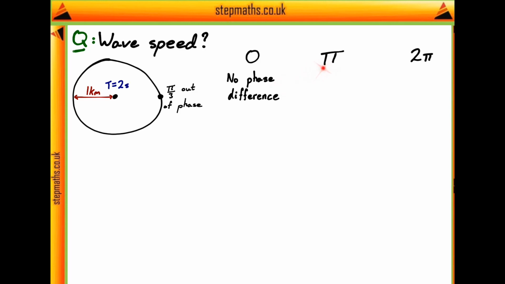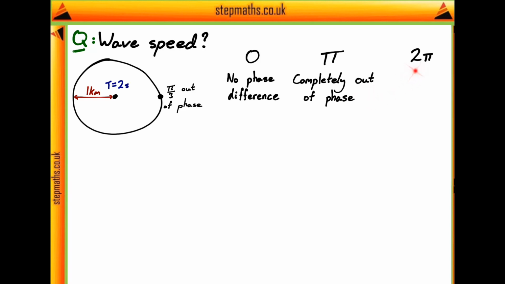Now if we go ahead and look at a phase difference of pi, then this is going to mean the absolute opposite. So it means that the waves are completely out of phase. So they're oscillating at completely opposite points. And if they interacted together, they would completely destructively interfere.